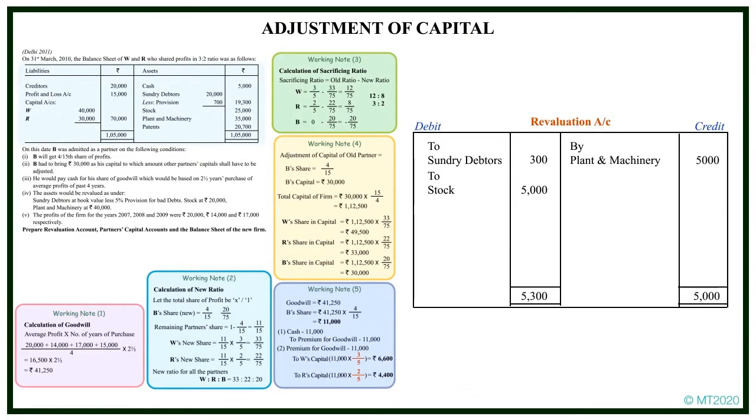On closing the revaluation account, we see that we get a loss of rupees 300 because our debit side has come more than our credit side. Debit side sundry debtor plus stock comes as 5,300, whereas in credit side there is only one increase in asset by 5,000. So the difference comes as 300 rupees, which is revaluation loss. So this revaluation loss is to be transferred to partners' capital in their profit sharing ratio, which is also loss sharing ratio. W shares out of 300, 180 rupees and R would share 120 rupees as the loss.